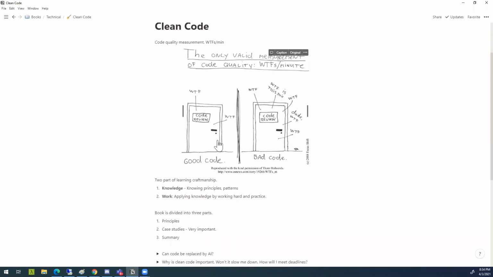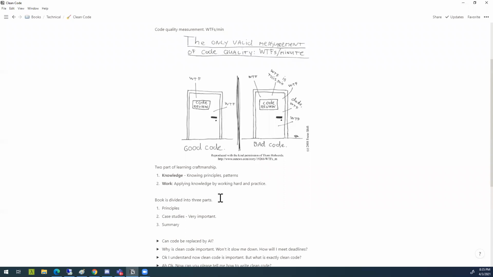The other thing is that there are two parts to learning any craftsmanship. One is knowledge and the other is work. Knowledge is knowing what principles and patterns are to be followed when you want to create a craft. Then you have to apply that knowledge in practice to actually learn the craftsmanship. One example mentioned in the book is this: if someone explains to you theoretically how to ride a bike, explains all the laws of physics and tells you the way to ride the bike, you have the knowledge, but still you cannot ride the bike unless you actually practice it. This is where the work comes in. Now you have the knowledge, you have to work on it and apply it in your day-to-day life.